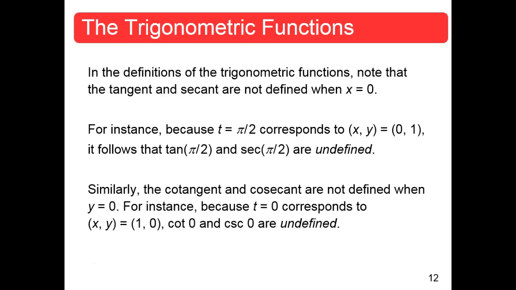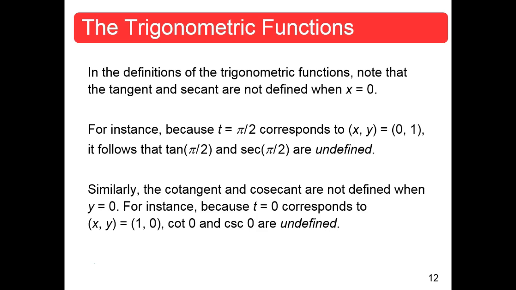In the definition of the trigonometric functions, note that the tangent and secant are not defined when x equals 0, which is at the half pies. Because t equals pi halves corresponds to the point 0, 1, it follows that tangent pi halves and secant pi halves are not defined. They will not have a value.